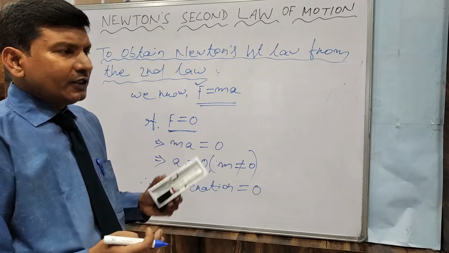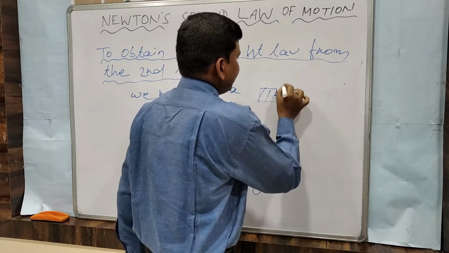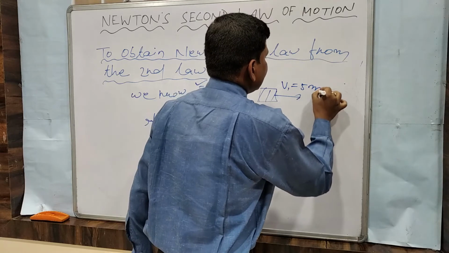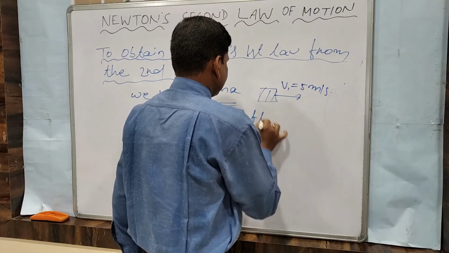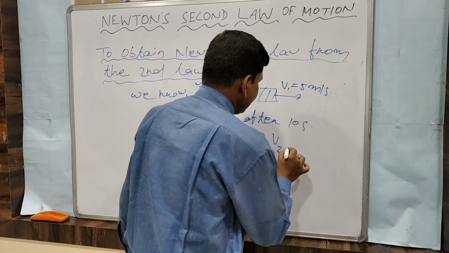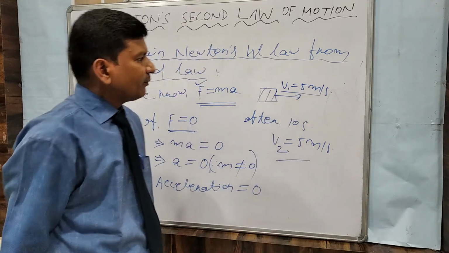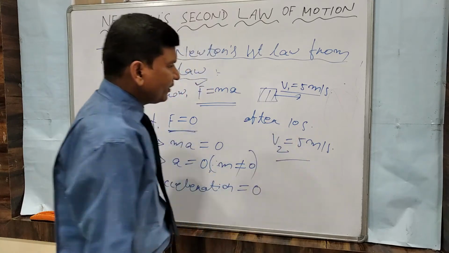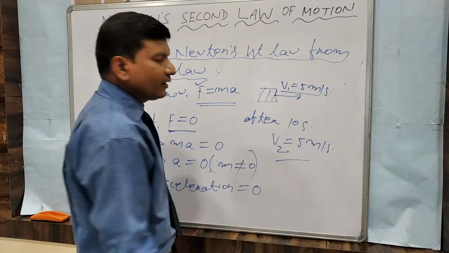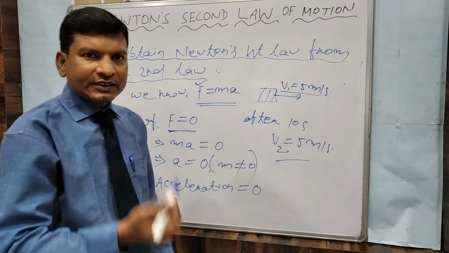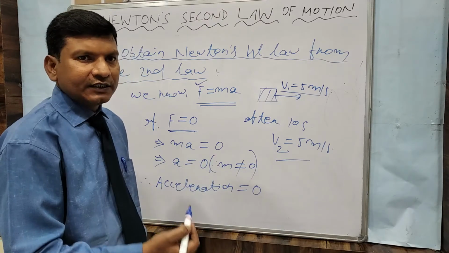Suppose, for example, a body is moving with a velocity v1 equals 5 meter per second. Now after say 10 seconds, if the velocity of the body remains the same, that is 5 meter per second. See, initially the body was moving with a velocity of 5 meter per second. Now after 10 seconds, the body is moving with the same velocity. Is there any change of the velocity? There is no change of the velocity. The body is moving with constant velocity. So during this time, the acceleration of the body becomes 0.